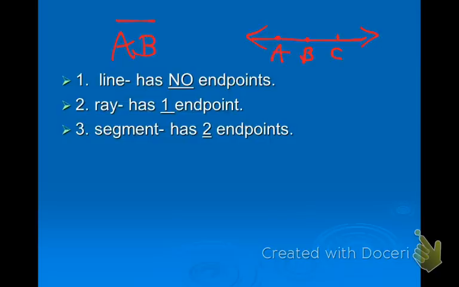Forgot to mention this. Before, when we were doing lines, line AB would be the same as line BA because it passes through A and passes through B and keeps on going. So those are the same. Is segment AB the same as segment BA? Yes. Is ray AB the same as ray BA? No, those would be different because ray AB starts at A and goes this direction. Ray BA starts at B and goes this direction. So they are different rays.